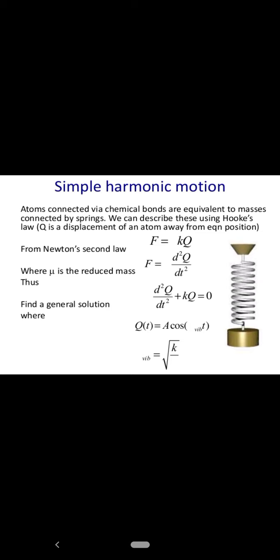So the equation reduces to d²Q/dt² + (k/m)Q = 0. On solving it, we get the solution as the equation written there. So this was the classical description of the simple harmonic oscillator. Now let's move to the quantum description.